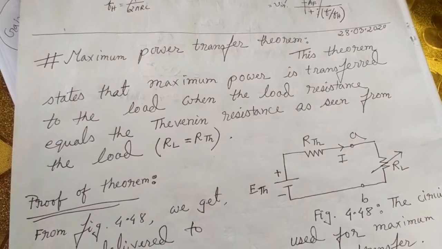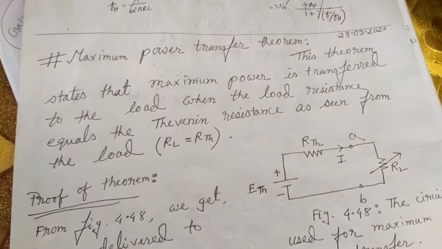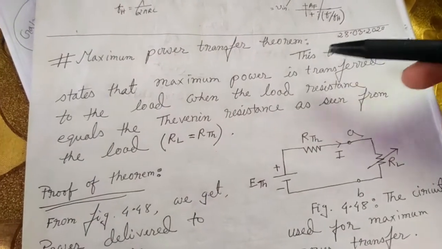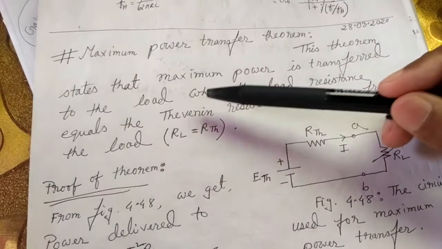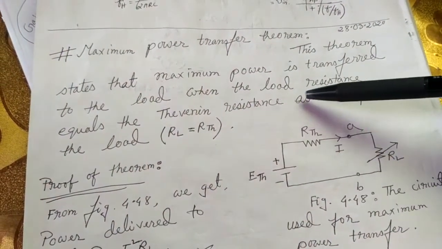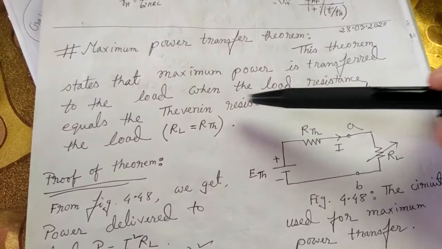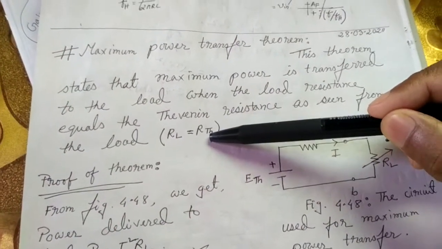So in this lecture, we'll try to discuss the maximum power transfer theorem. This theorem states that maximum power is transferred to the load when the load resistance equals the Thevenin resistance as seen from the load, that is RL equals R Thevenin.